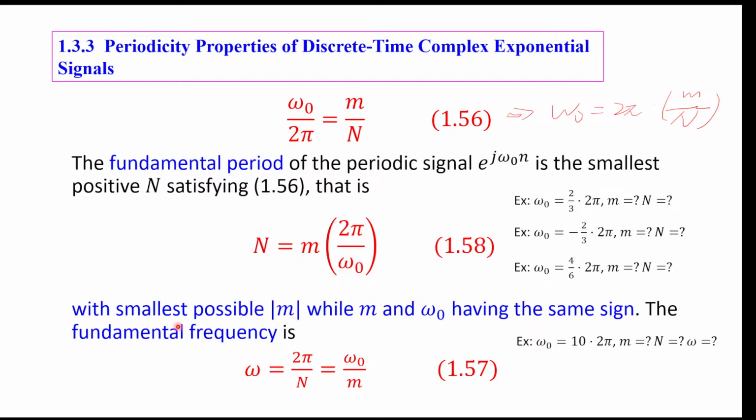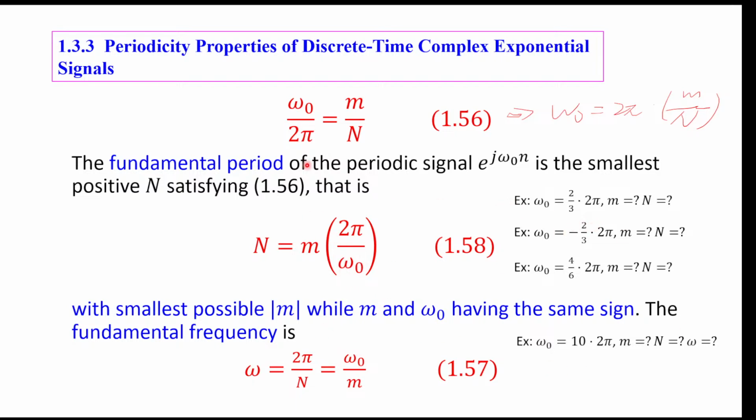So the fundamental frequency is actually not omega naught anymore. The fundamental frequency, by our definition, is 2 pi divided by big N, and that's omega naught divided by m. This is also different from the continuous time case, where the fundamental frequency is just omega naught, but now the fundamental frequency can be omega naught divided by some integer. So this is the difference between the continuous time and the discrete time case.